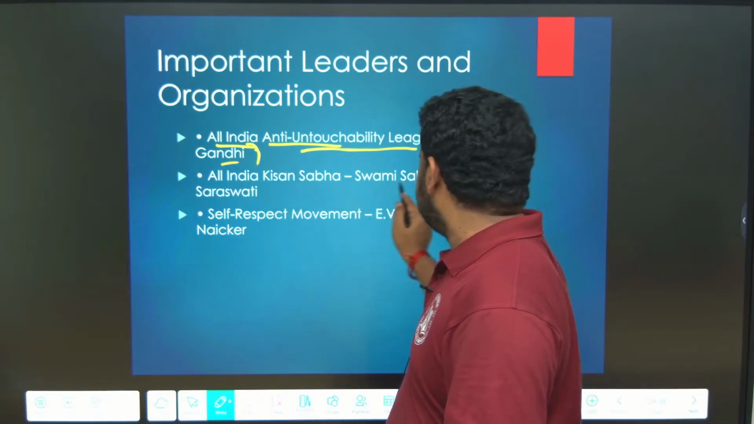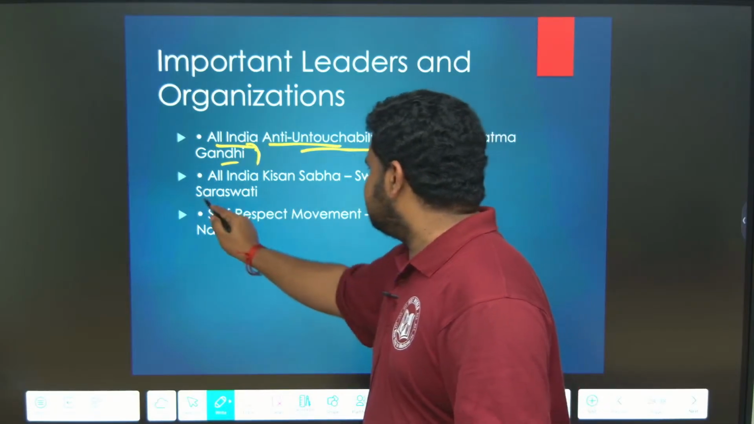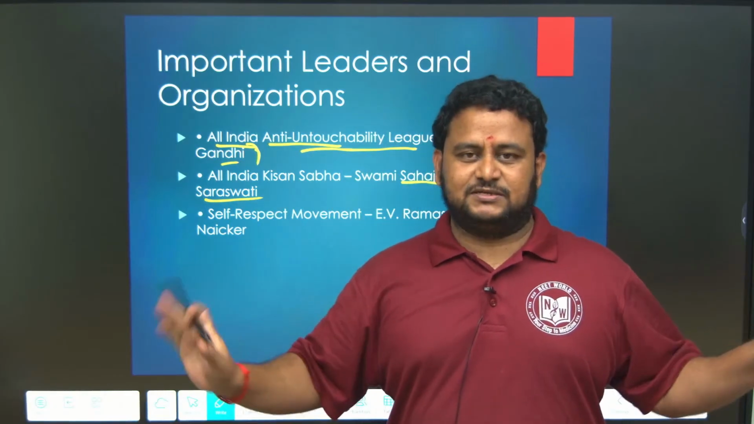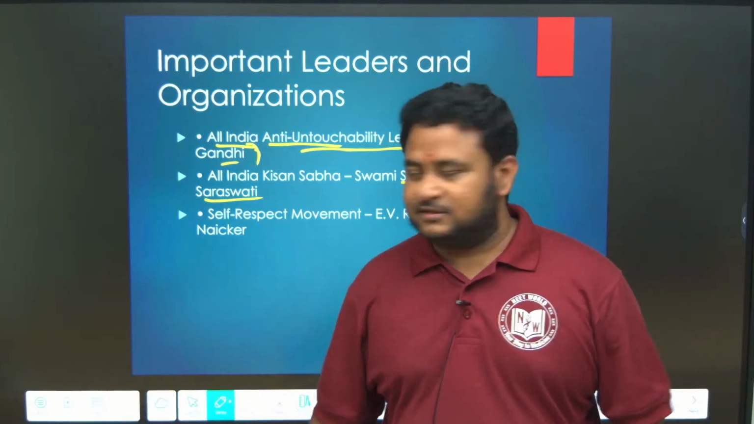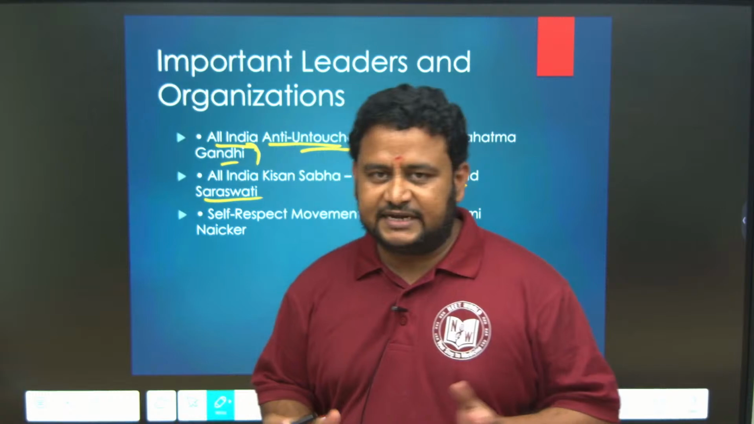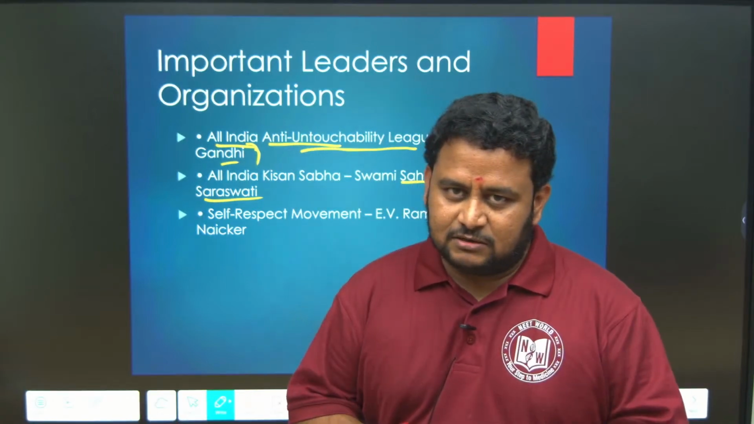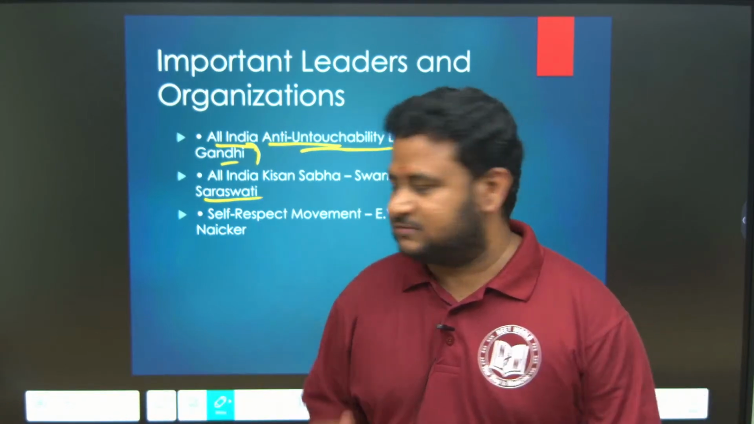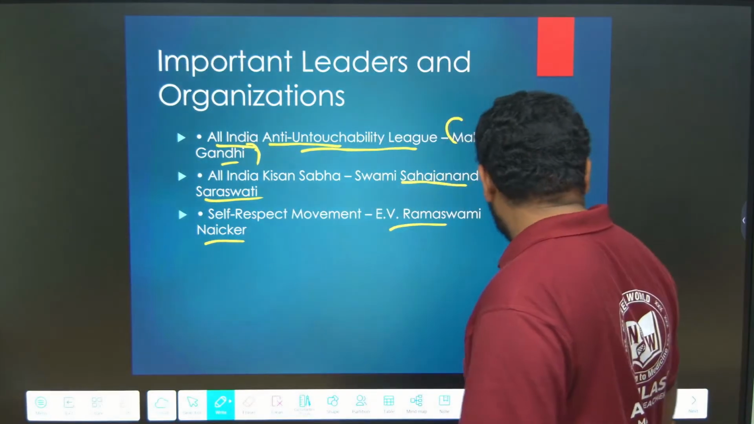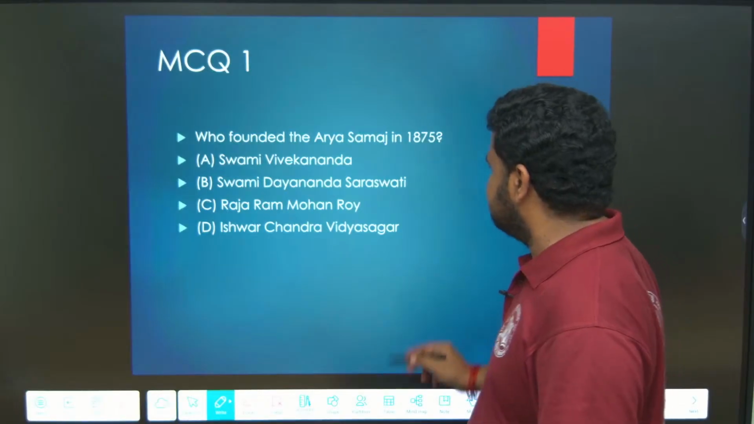The All India Kisan Sabha was founded by Swami Sahajananda Saraswati, not Dayananda Saraswati. Anti-Untouchability League, Mahatma Gandhi. Kisan Sabha, Sahajananda Saraswati. Self-respect movement, E.V. Ramaswamy Naicker, which we have already learnt. So all the matches are correct.